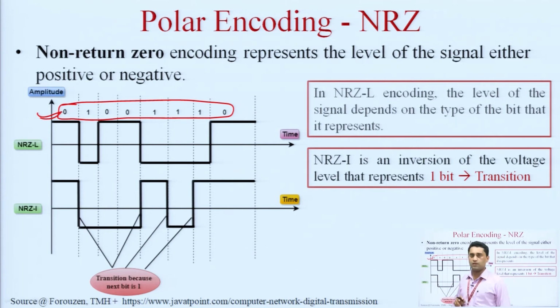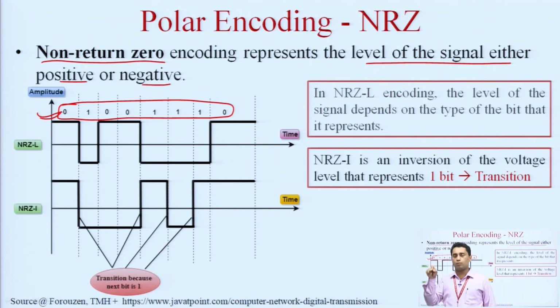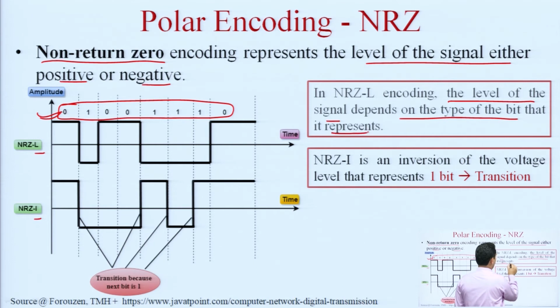So, first thing is, what is NRZ? NRZ is basically the non-return to zero scheme, which represents the signal either on the positive side or the negative side. So, the upward direction is the positive one and the lower direction is the negative one. When we talk about the L and I versions, there is a slight change. What is the change? You can see it is clearly mentioned here: the level of the signal depends on the type of bit we have. So, we have two types of bits, 0 or 1.